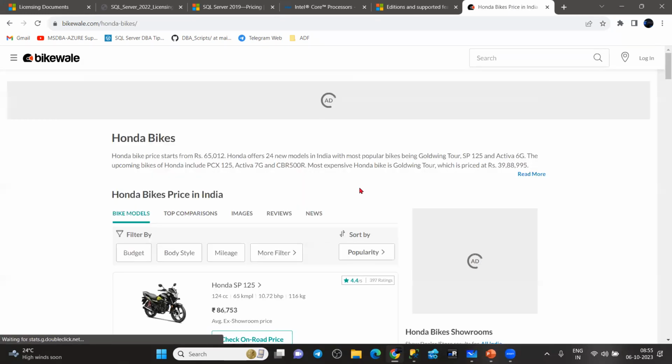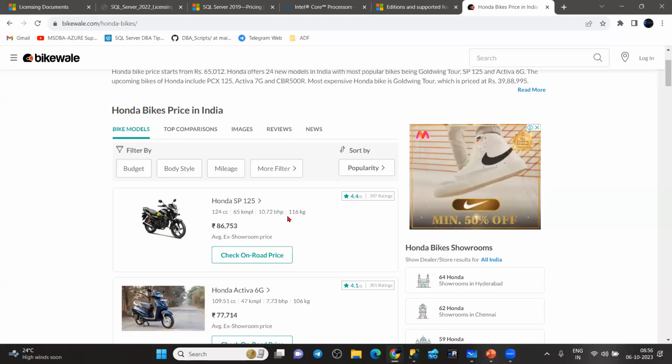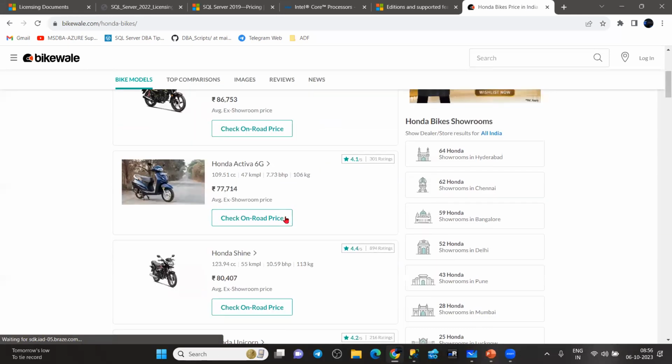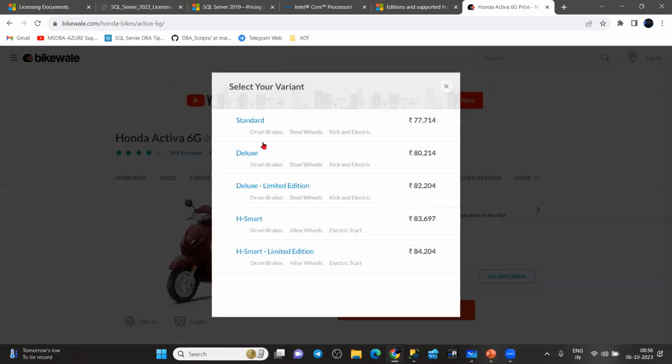So you will see the editions, right? You will see the different editions when you decide to purchase a bike, yes or no? And each bike edition will be, you will see the standard, you will see the duplex, you will see the duplex limited edition, you will see the smart, you will see smart limited editions, right?